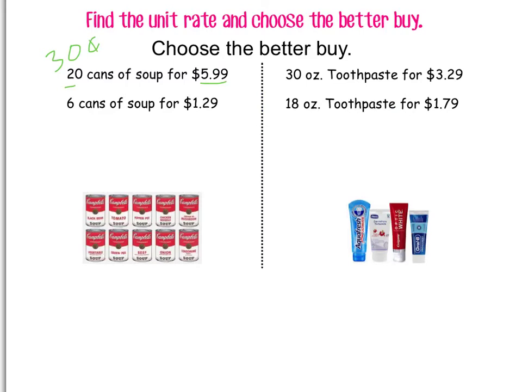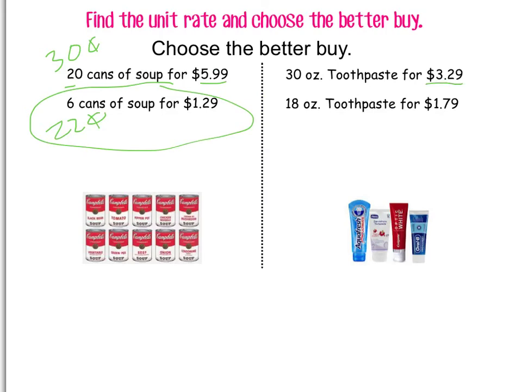The second one, $1.29 divided by 6 cans, and I get 0.215. I'm going to round that to 22 cents. Which one's cheaper, the first deal or the second? Obviously the second one at 22 cents. So we're looking at the cheaper one, price for one. Here I can't buy 1 ounce of toothpaste, but I still want to know how much I am paying per ounce, because that's going to be the cheaper one.